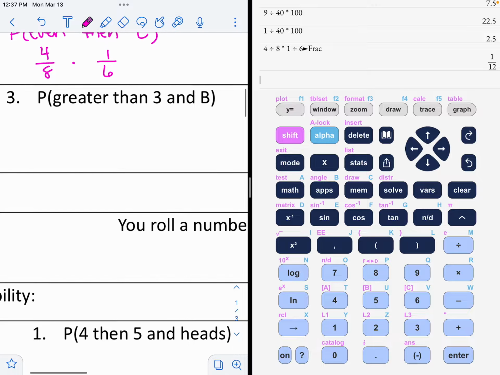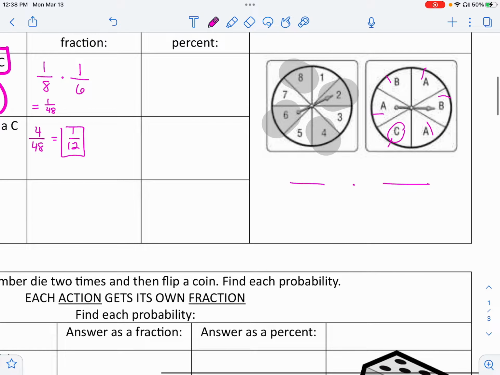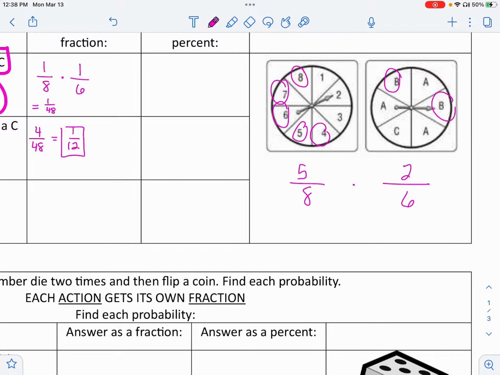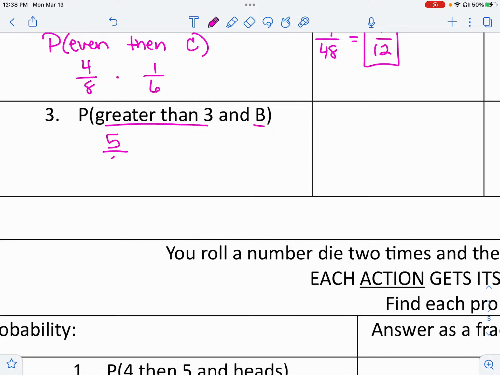Now the next thing we need to do is get a greater than 3. So how many items are greater than 3 and then a B? So let's erase. I'm looking for greater than 3, greater, greater, greater, greater, greater, and then a B. So there are 2. So it's 1, 2, 3, 4, 5 out of 8 and 2 out of 6. So that's going to be 5 out of 8 times 2 out of 6. 5 times 2 is 10 out of 48 divided by 2 is 5/24.